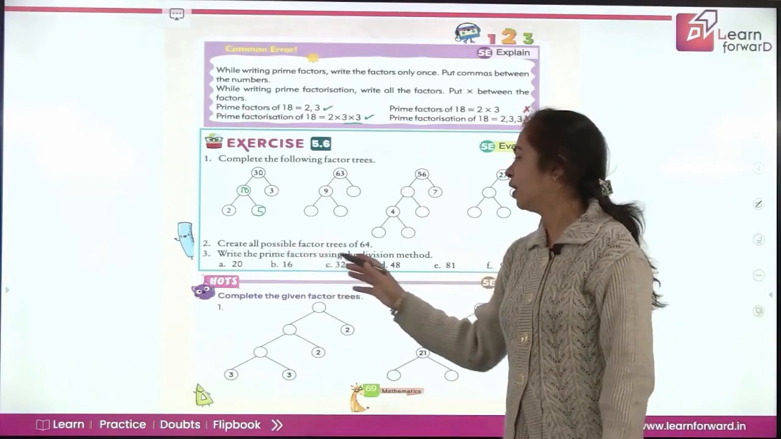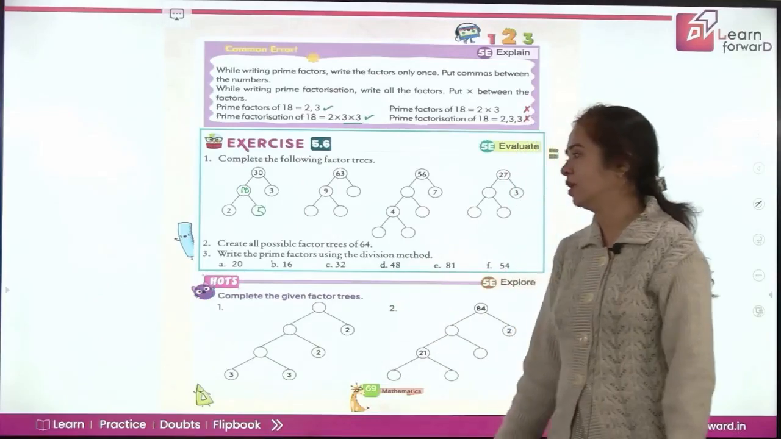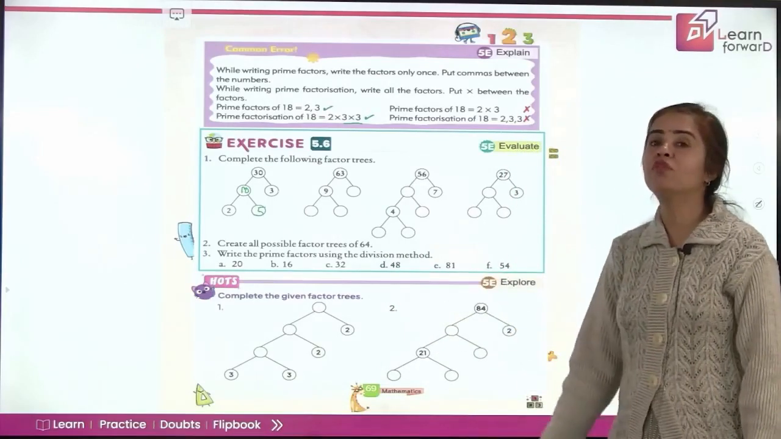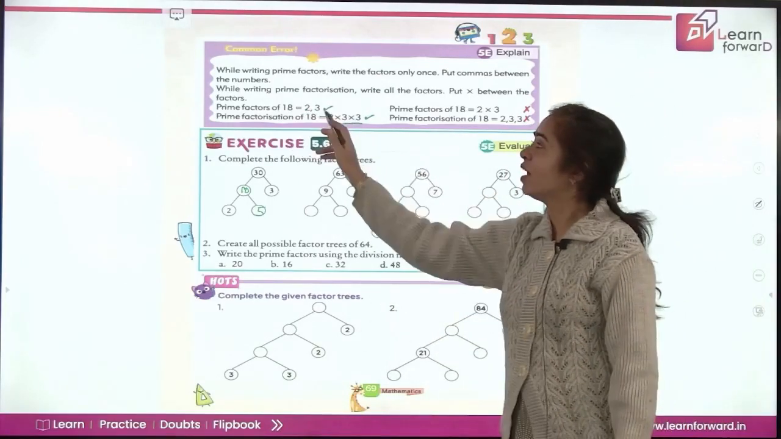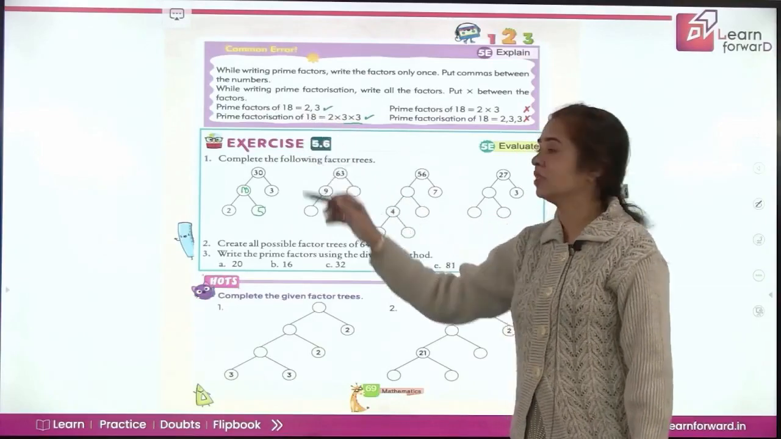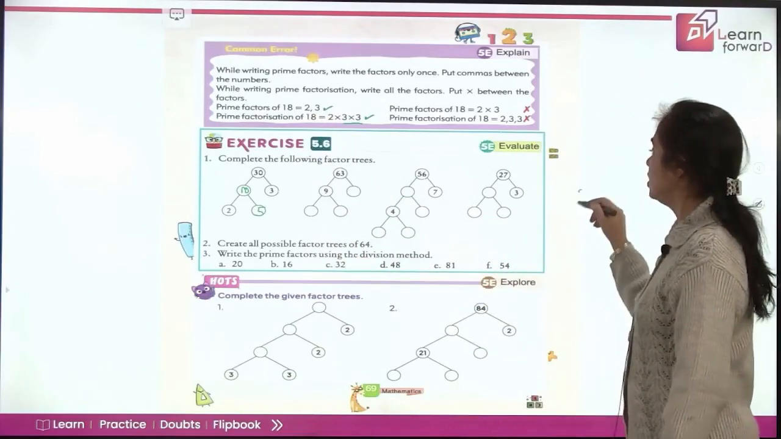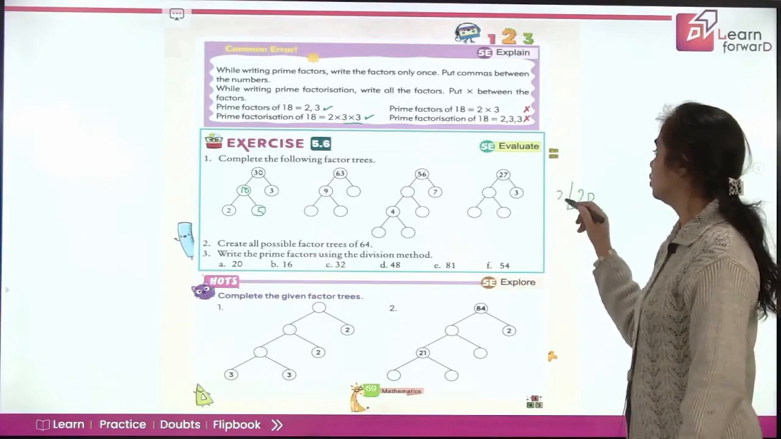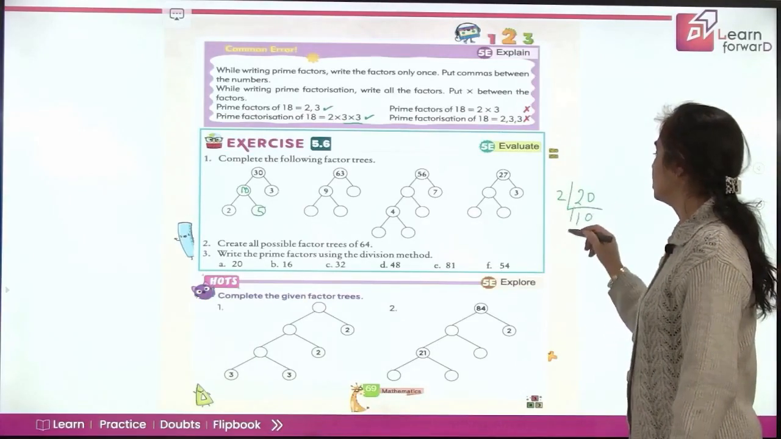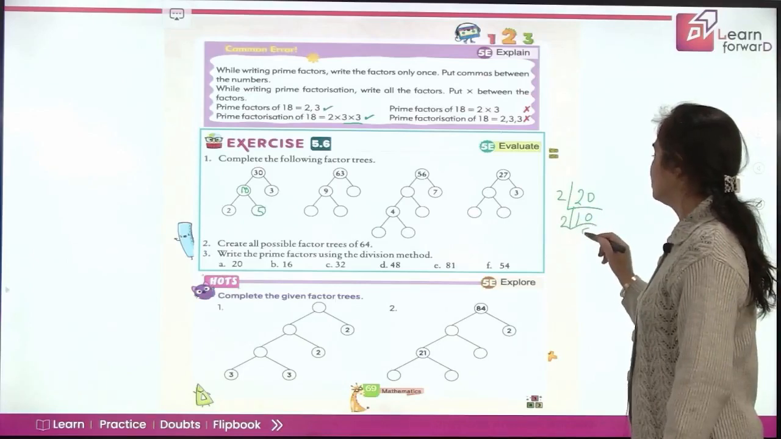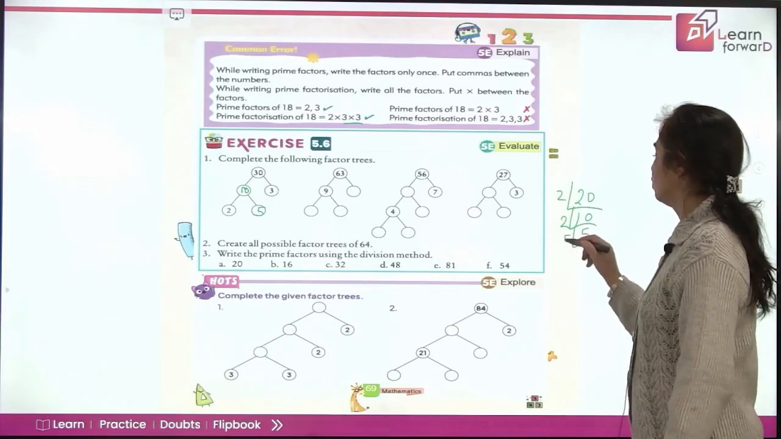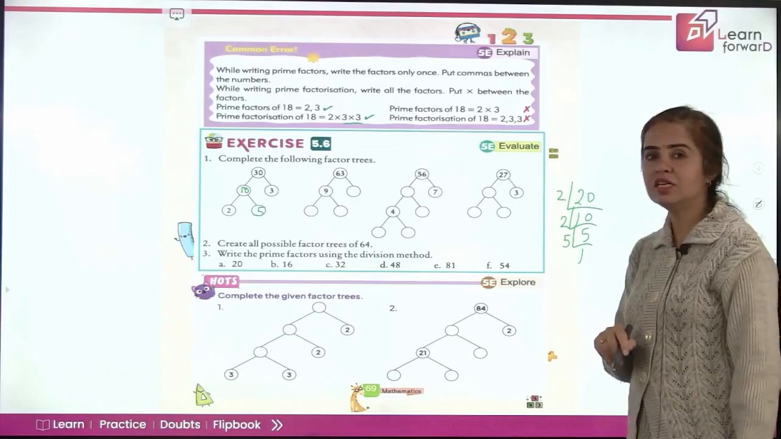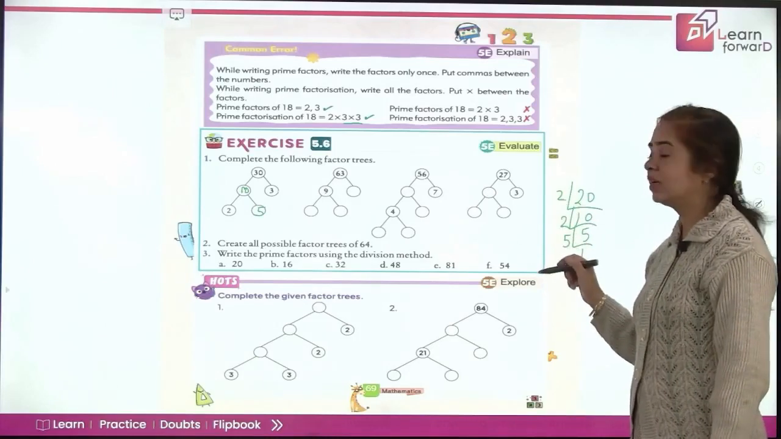Write the prime factors using the division method. Here you have to write prime factors. So prime factors you have to list like this. So if you have 20, you have to do it using the division method. So start with 2. 2 tens are 20. Now again 2. 2 fives are 10. Now 5. 5 ones are 5. That's it. So what are the prime factors here?